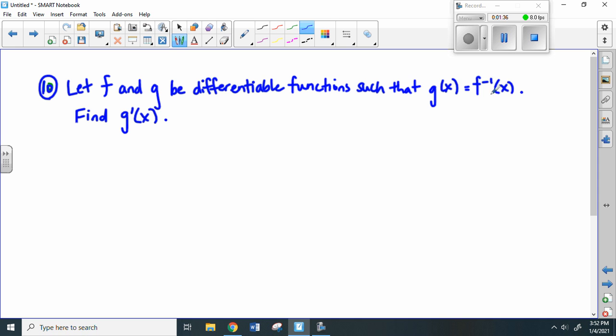But please understand that you can't just straight take the derivative of f to the -1, because it's not a -1 power, it's an inverse. So what we're going to have to do is use that process that we were just using. If I know that g of x is equal to f inverse of x, well, I can't have two functions going on, so I am going to change g of x to y.